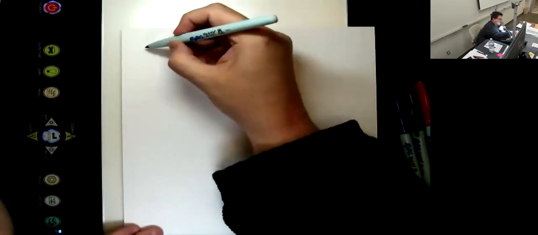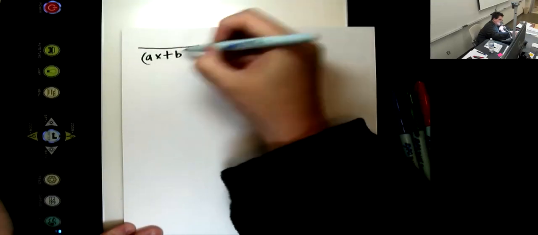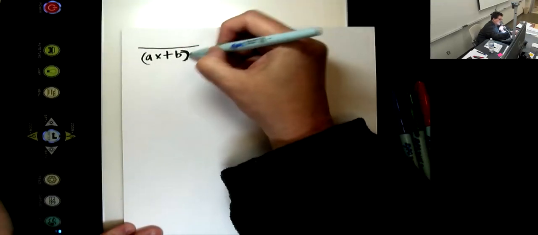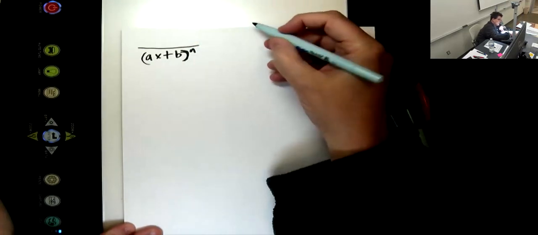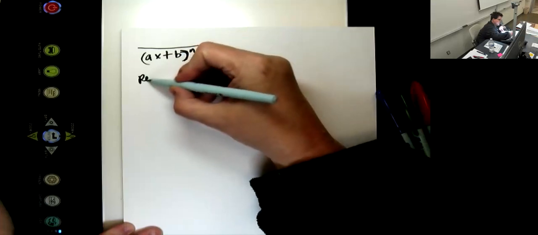Let's kick it up a notch. We were doing Ax plus B on the bottom. But what if Ax plus B is to an exponent? I'm going to say to the N. So there are repeated factors on the bottom.